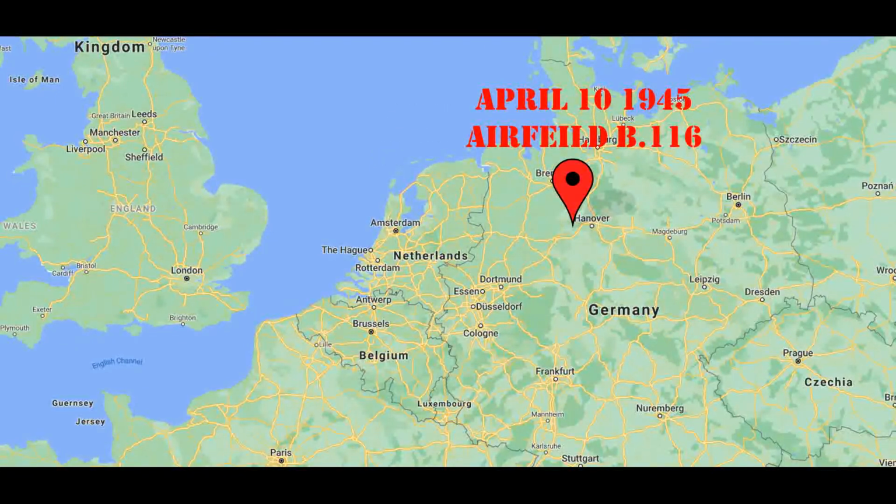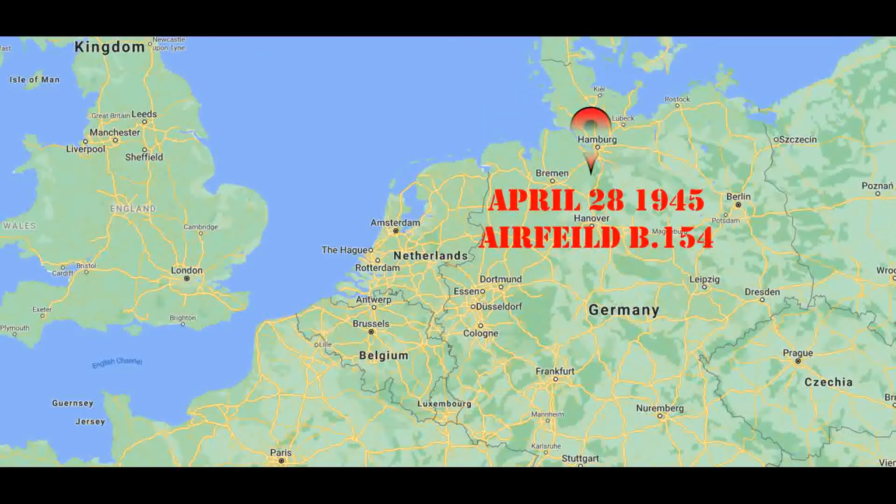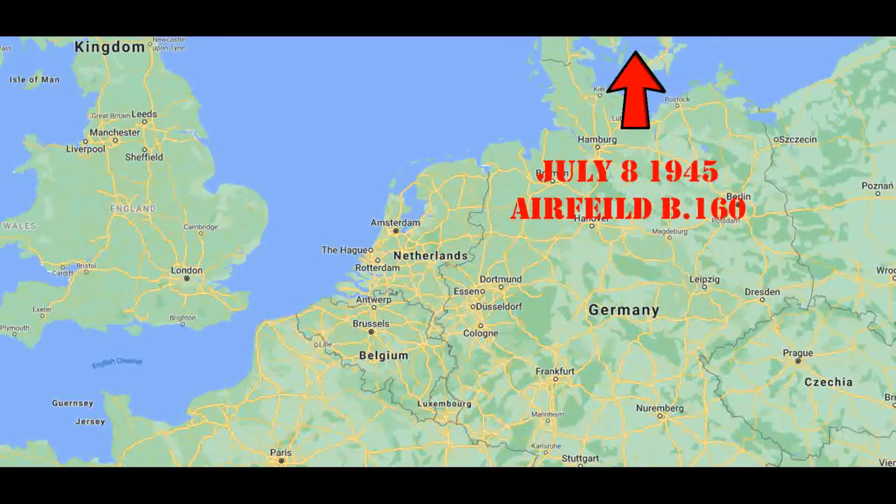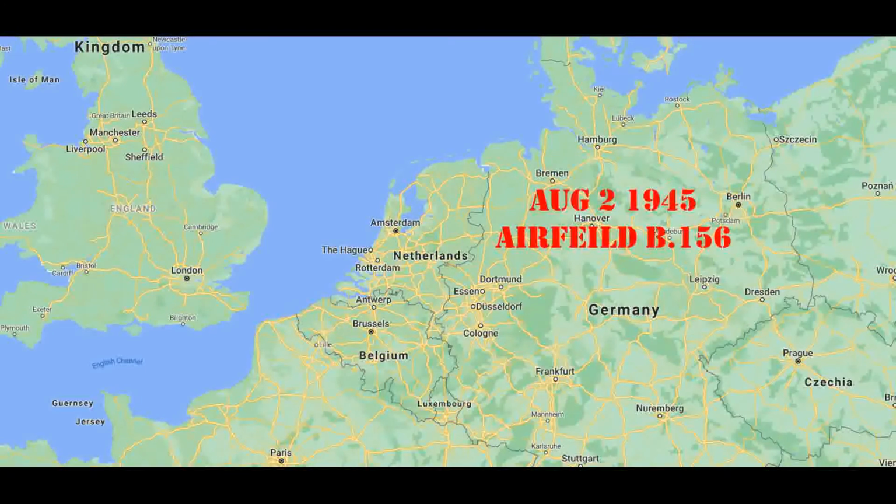April 28th, Airfield B154, Saltau, Germany. May 7th, Airfield B156, Lüneburg, Germany. July 8th, Airfield B160, Copenhagen, Denmark. And on August 2nd, they went back to Airfield B156 at Lüneburg, Germany.